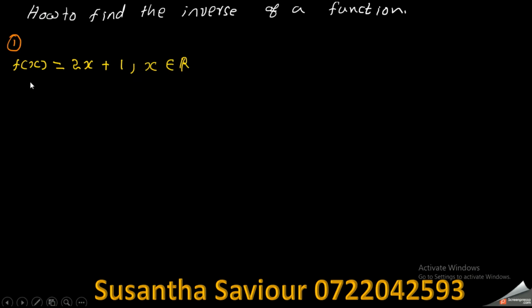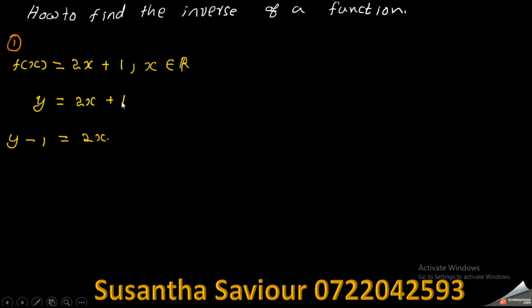Our function is f(x) = 2x + 1. In order to find the inverse of this, we take f(x) as y = 2x + 1. Then we move on to make x the subject here, or write x in terms of y. Now look at how to do it.